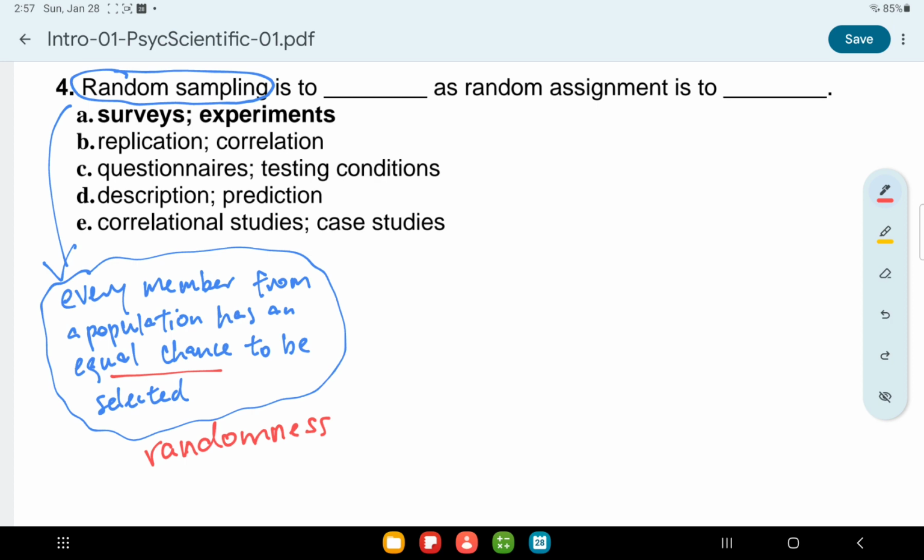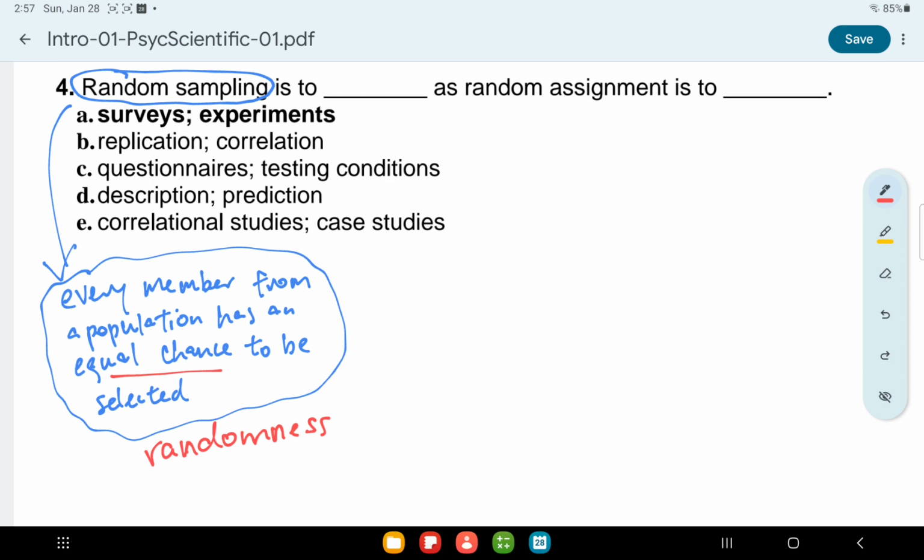Okay, so let's take a look at the responses there. Consider option B, replication, correlation. They don't quite make sense, right? I can easily argue the vice versa, random sampling to correlation, random assignment to replication. It's just not exactly an answer that makes a whole lot of sense.